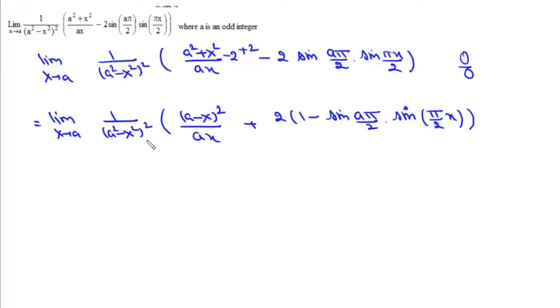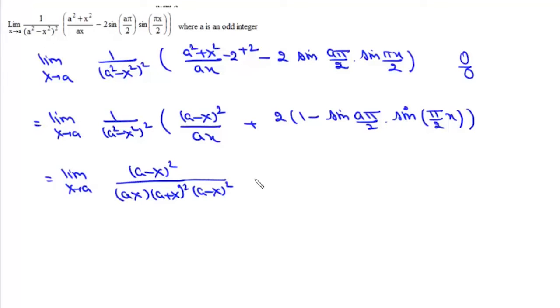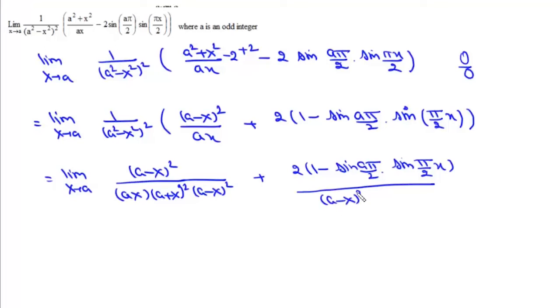Now we'll multiply this by a square minus x square whole square. So we can write this as the limit x tends to a, and it will be a minus x whole square, and here will be this a plus x whole square into a minus x whole square, and here it will be 2 into 1 minus sine a pi by 2 into sine pi by 2x upon a minus x square into a plus x square. Now here a minus x whole square will cancel.